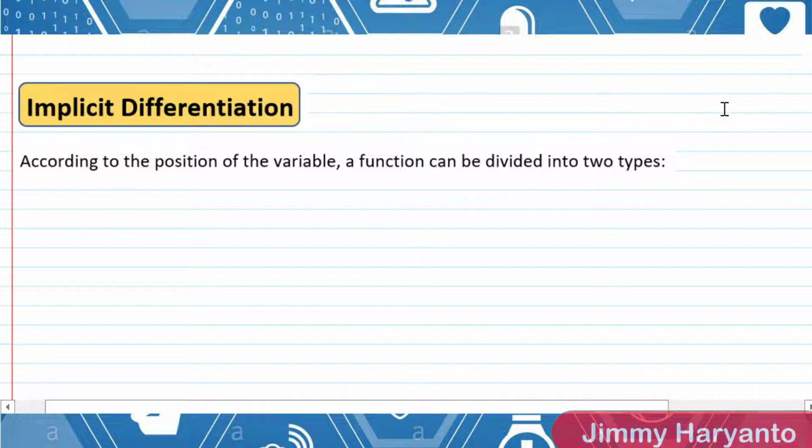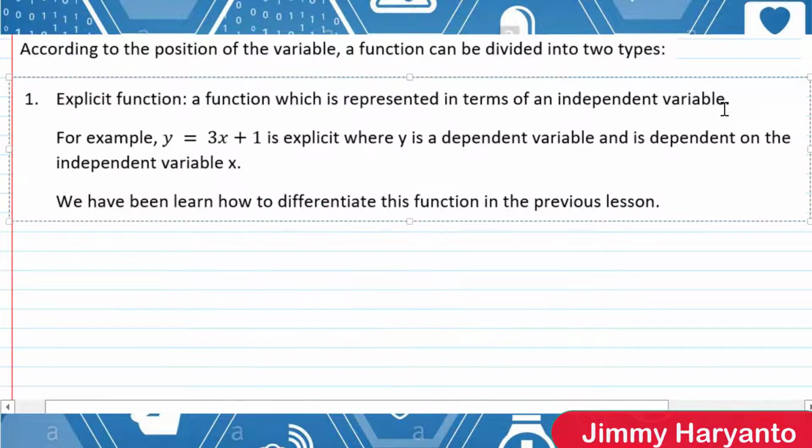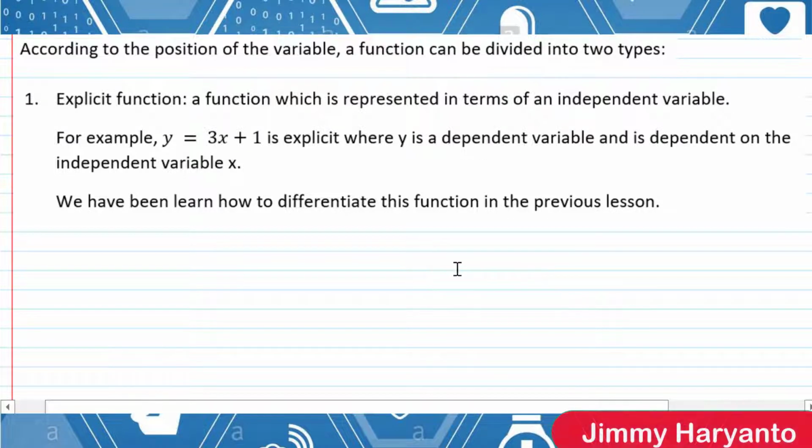Okay guys, let's continue the chapters. So next is implicit differentiation. According to the position of the variable, a function can be divided into two types. So we have two types of function according to the position of the variables. First is explicit function.